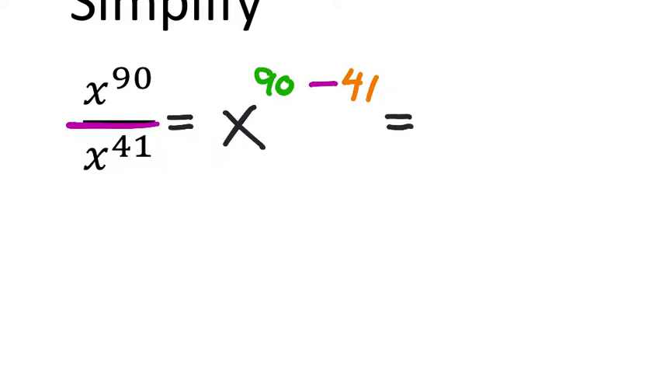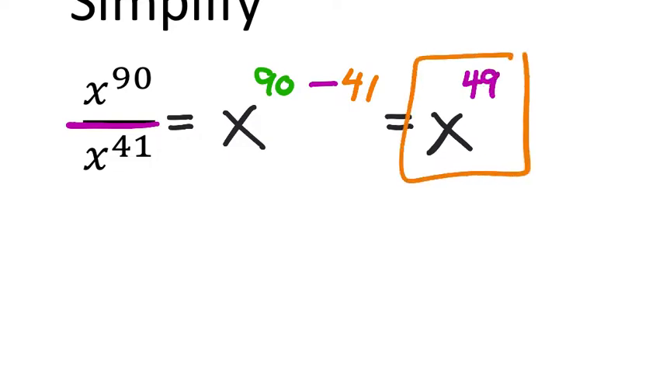So that's not something you even have to do in your head or on paper. That's something you just put into the calculator if you need to, but 90 minus 41, I get 49 out of that. And this is all we want in the end.